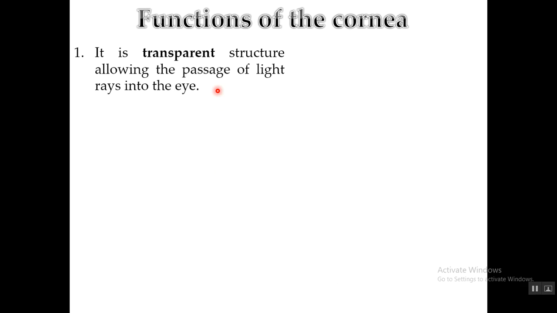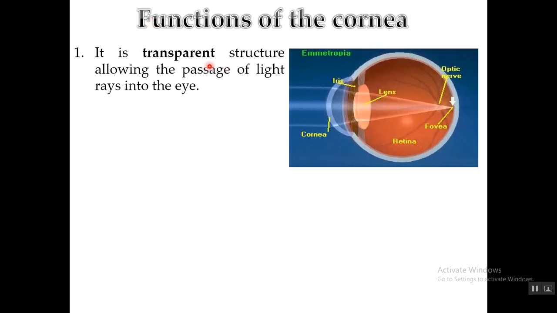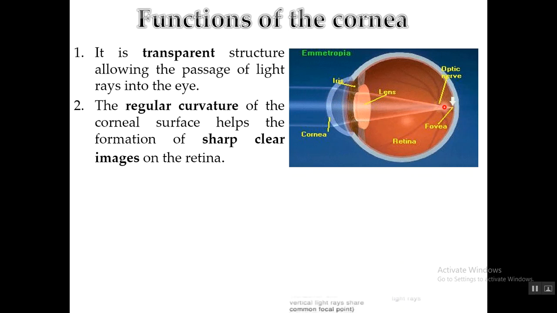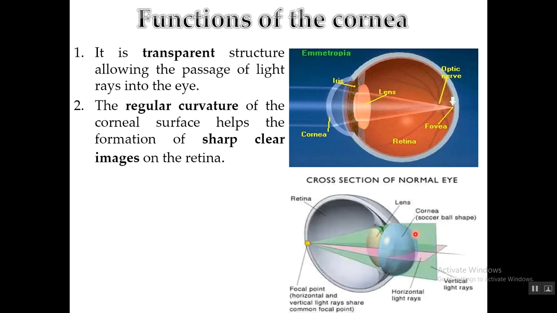What about the functions of the cornea? The cornea has 4 main functions. Number 1, it is a transparent structure. What is meant by transparent structure? It allows the passage of light through it to enter your eye and reach the retina. Number 2, it has a regular curvature. You can see here that the curvature of the cornea is the same, so any light rays passing through this meridian or plane will be converged to a point. So the regular curvature of the corneal surface helps the formation of a sharp, clear image on your retina.